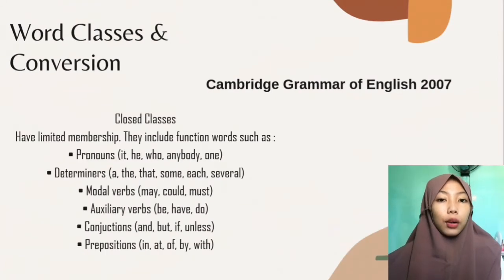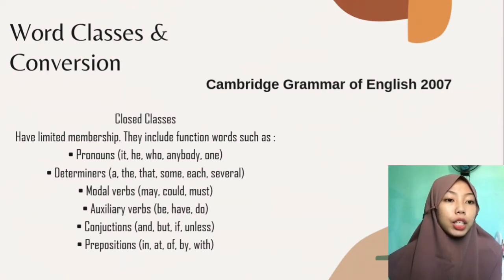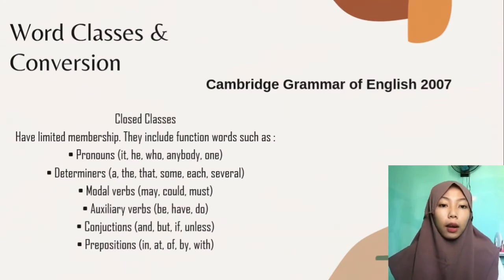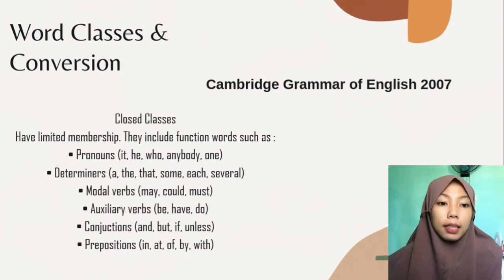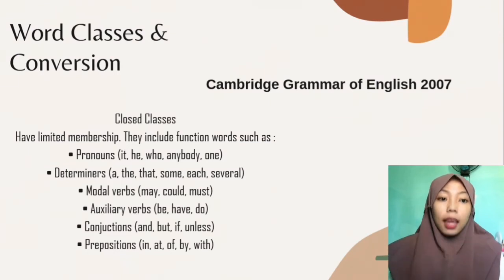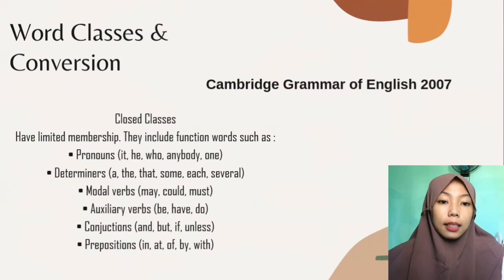Okay, we also have closed classes. Closed classes have limited membership. They include function words such as pronouns, for example, it, he, who, anybody, and one. And then determiners, for example, a, the, that, some, each, and several.